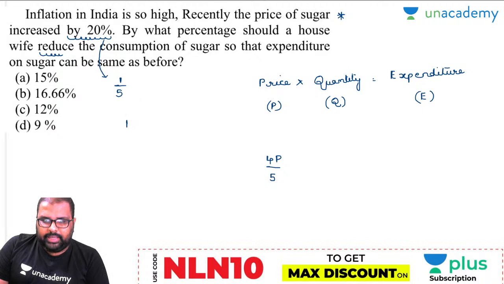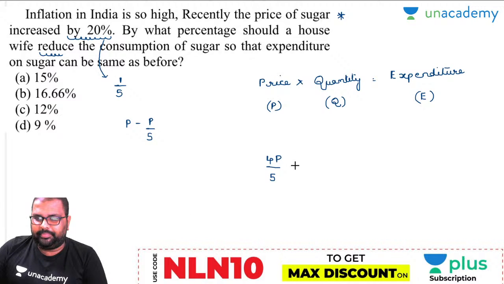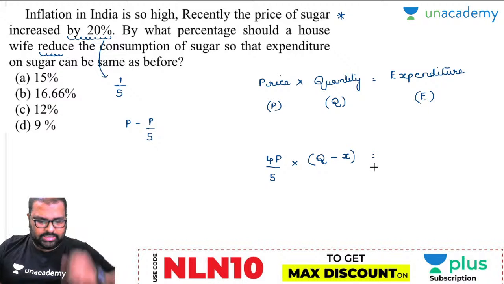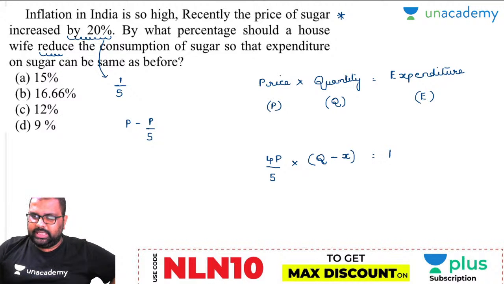Original price is P. Now the decreased price is P by 5. Then automatically the present price will be 4P by 5. Now see here, previously you bought a quantity of Q. Now you have to reduce your consumption. Let us take the reduced consumption as X, which must give the same expenditure. In your pocket, the same amount is there. There is no increase or decrease in the amount, so which is E only.